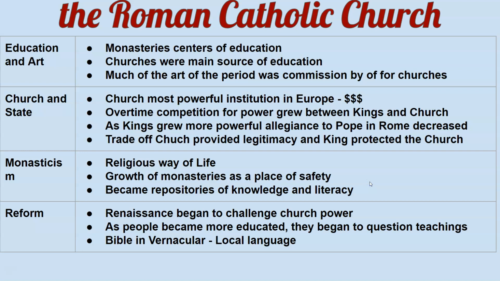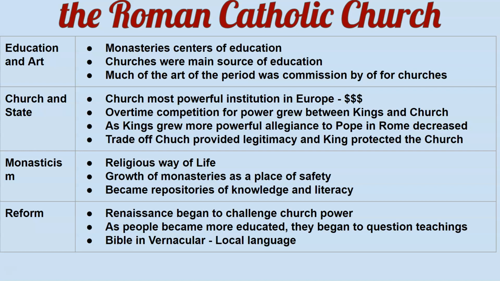Okay, the biggest piece of the puzzle in this era is still the Roman Catholic Church. It is the dominant organization in Europe at that time, and it influences all parts of life. In education, you have the monasteries and the churches really charged with educating the masses, and much of the art of the period is commissioned by and for the churches. As I said before, under church and state, the church is the most powerful institution in Europe.